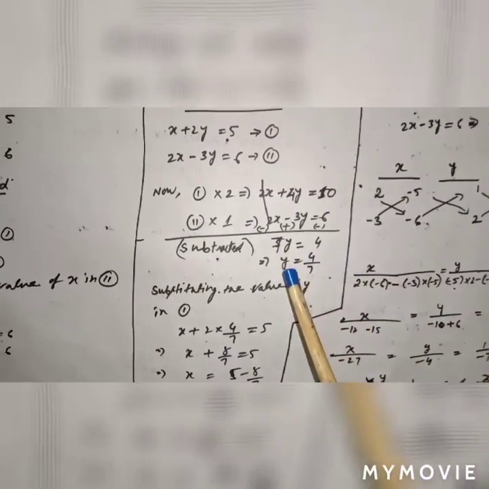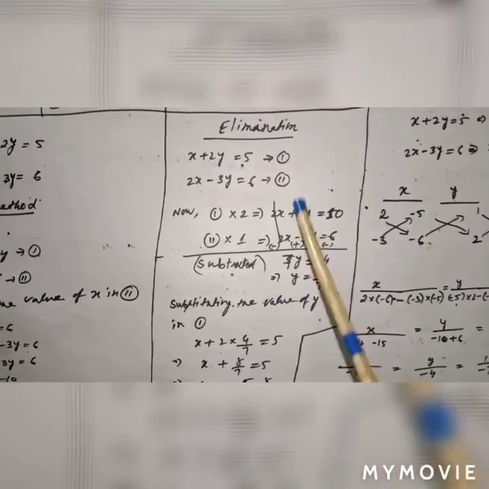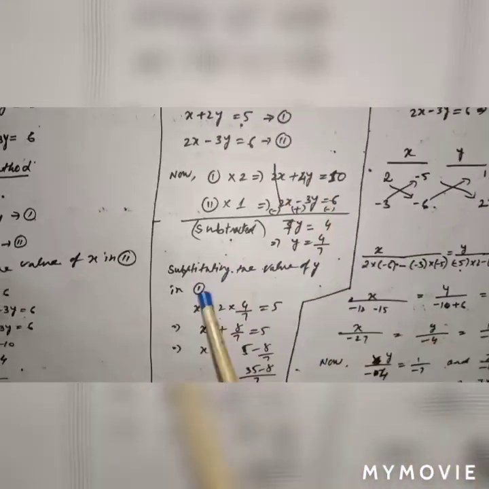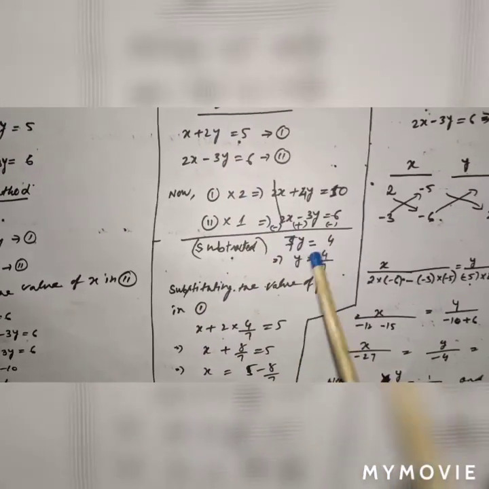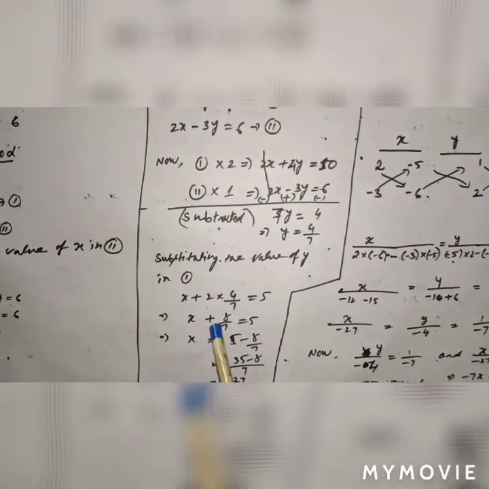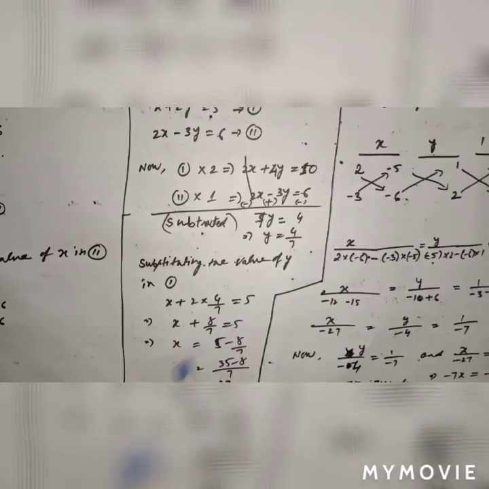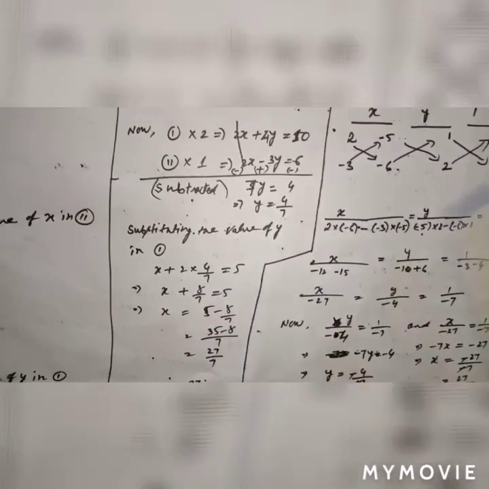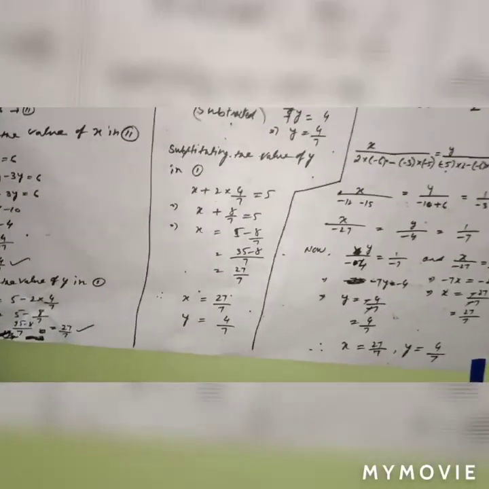Shortcut you can find like this way. You substitute the value of y in any equation. Suppose I substitute the value of y in equation 1. So x plus, what is y? 4 by 7. 2 into 4 by 7 is 8 by 7. So x plus 8 by 7 is equal to 5. So 5 minus 8 by 7, if you take LCM, how much you will get? 27 by 7.